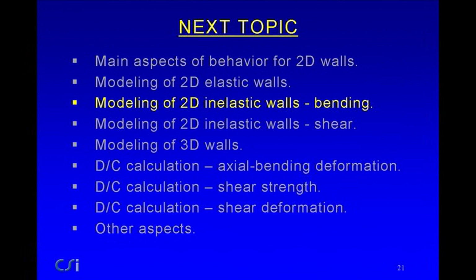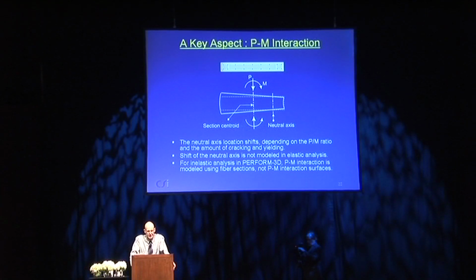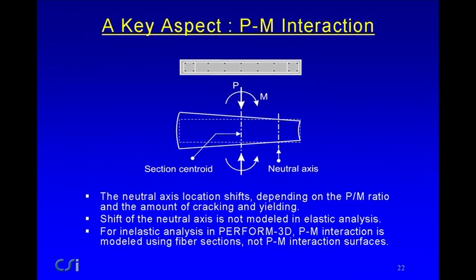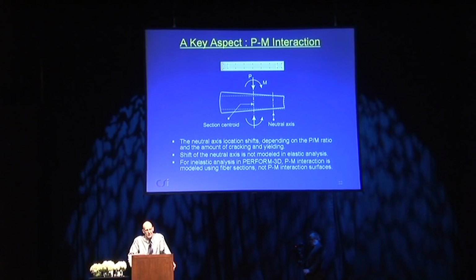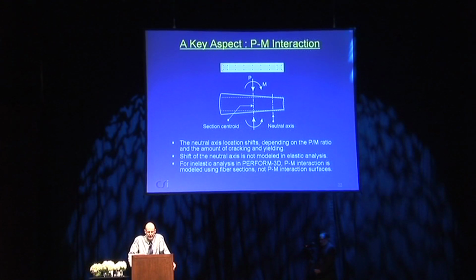Let's look at the modeling of 2D inelastic walls now, and just for the bending case, or actually combined axial force and bending. A key aspect is PM interaction. The axial forces can be substantial, and even if they're not, when you bend a reinforced concrete cross-section, you get a shift in the neutral axis, and so some things happen. And elastic analysis does not tell you this. So, there is another reason why elastic analysis is not terribly accurate.